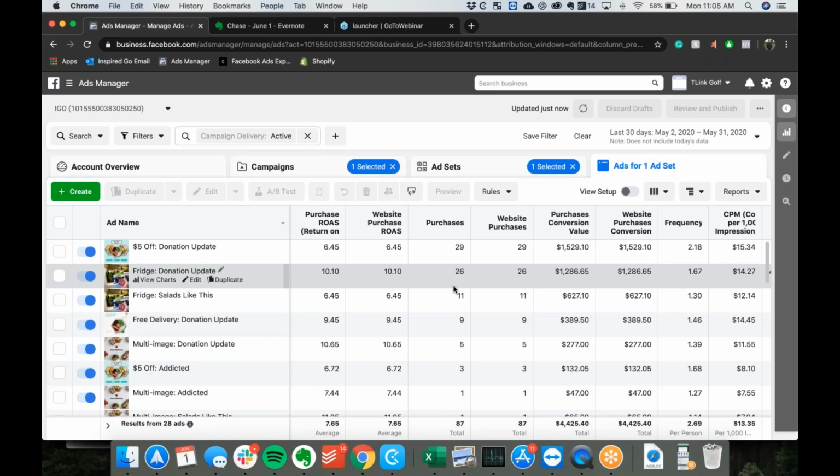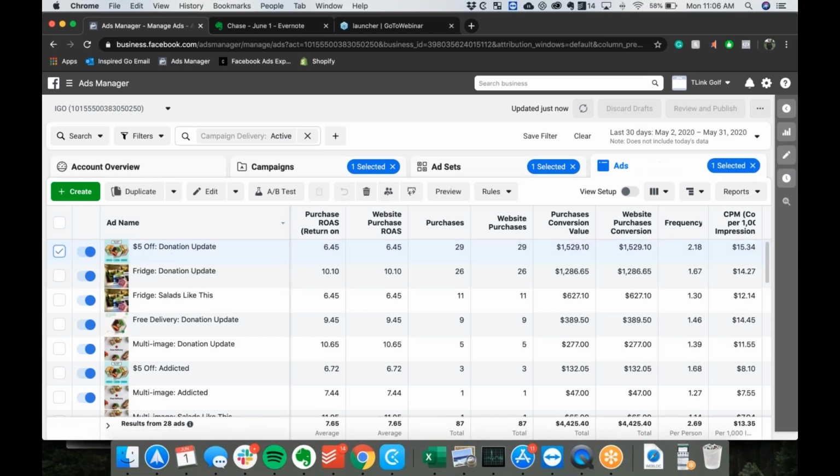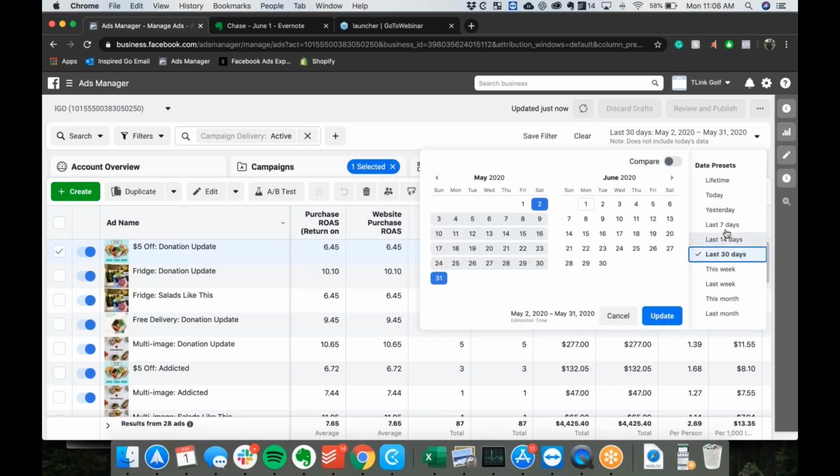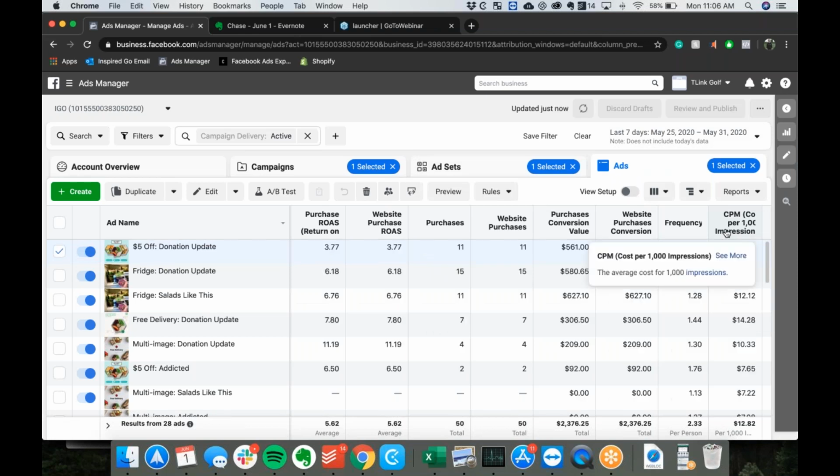You have to find out what your frequency is. That's going to start tapering off on results. It looks like that 2.18 you see there. Click on that ad without loading it up. Just click on the little checkbox and then hit last 7 days. So 2.18, 6.45. All right, last 7: 3.77, and then hover over the frequency, 1.96.